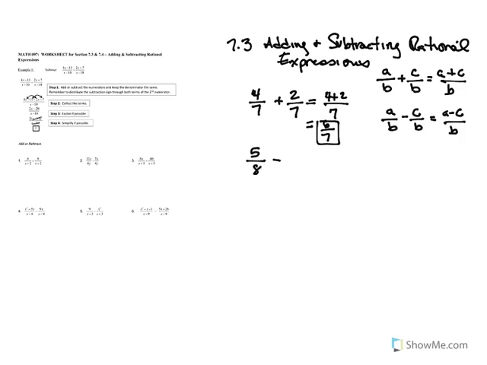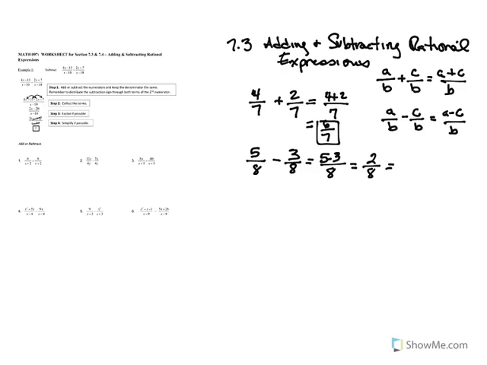5/8 minus 3/8 would be 5 minus 3 over 8, right? I'm just showing you the steps, but you can obviously just do 5 minus 3, which is 2, and go straight to 2/8. But 2/8 would not be the final answer. Why? Because it's not reduced to lowest terms. So what does that mean? That means I have to reduce it to lowest terms.